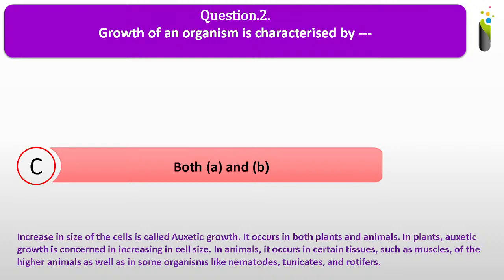So increase in size of the cells is called as the auxetic growth. It occurs in both plants and animals. In plants, auxetic growth is concerned in increasing the cell size. In animals, it occurs in certain tissues, such as muscles of the higher animals, as well as in some organisms like nematodes, tunicates, and rotifers. Okay, fine. Going ahead to question number 3.